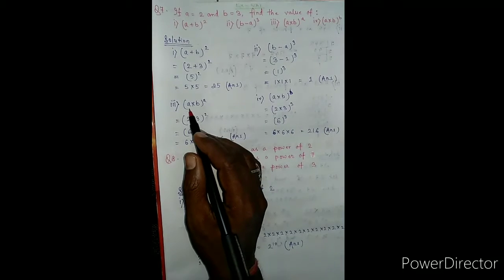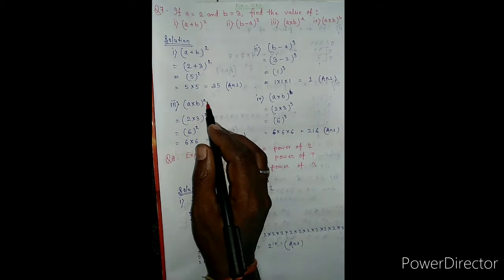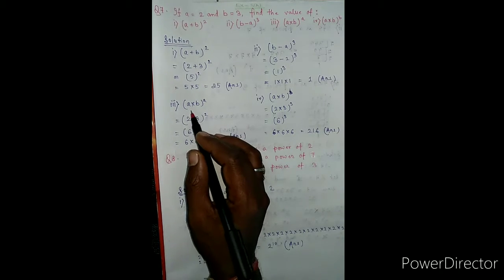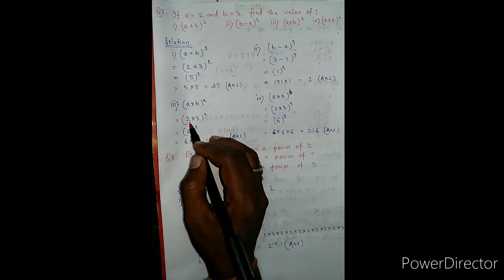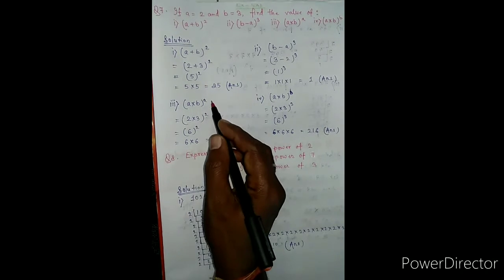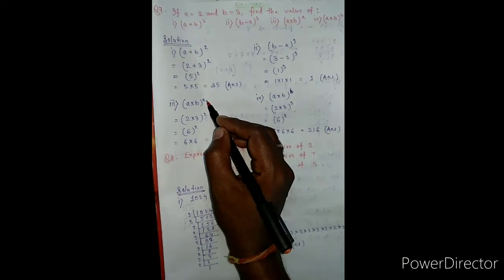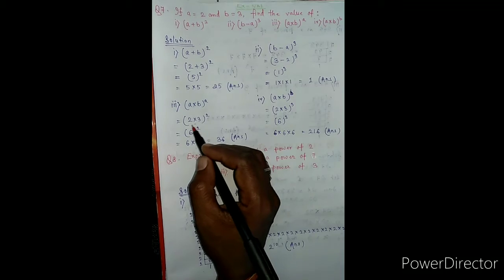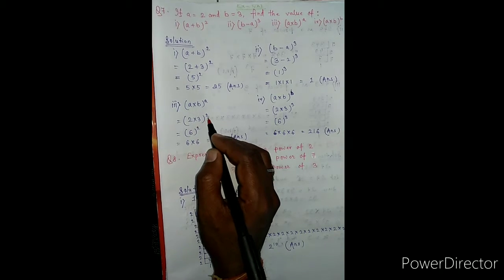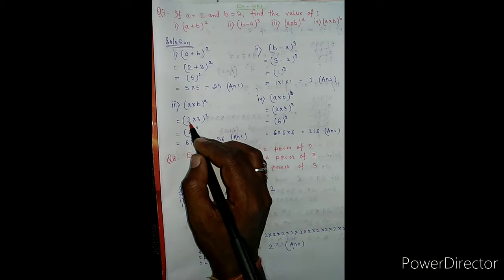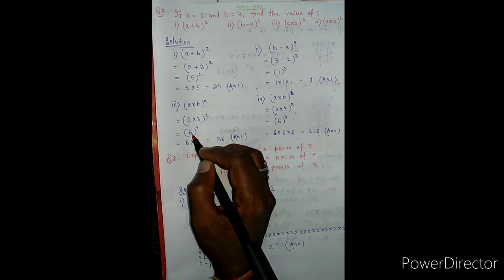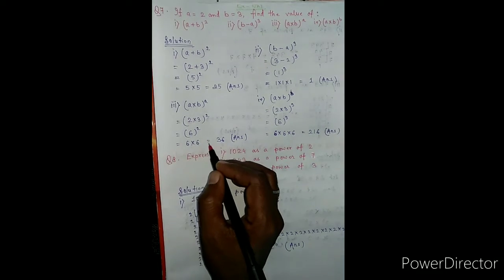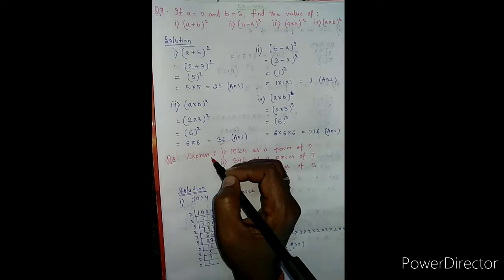Question number 3, (a into b) and its power is a. Now put the value of a and b. So a's value is 2 and b's value is 3. Here we have to write the value of a. Already it is given a equal to 2, so we will write here 2. Now it becomes like this, (2 into 3) to the power 2. Now multiply 2 into 3 we get 6 and 6 power is 2. That means we have to write 6 two times and multiply it. So 6 into 6 equal to 36. So this is the answer for this question.